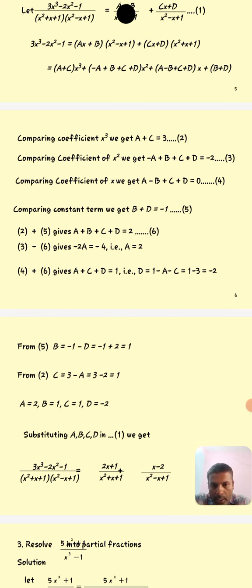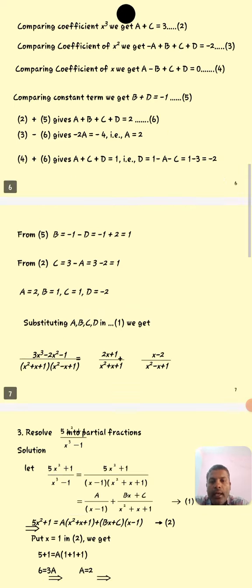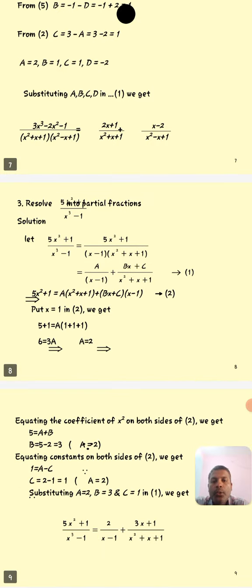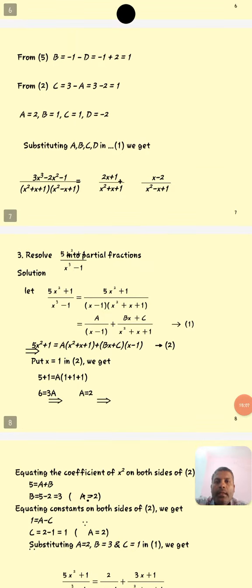Okay, so that we get 3x cube minus 2x square minus 1 divided by x square plus x plus 1 into x square minus x plus 1 is equal to, what is the a value? 2 is there. So the ax plus b value is 2x plus 1 divided by x square plus x plus 1. What is the cx plus d value? c is 1, so 1x, and d is minus 2, so x minus 2 divided by x square minus x plus 1.